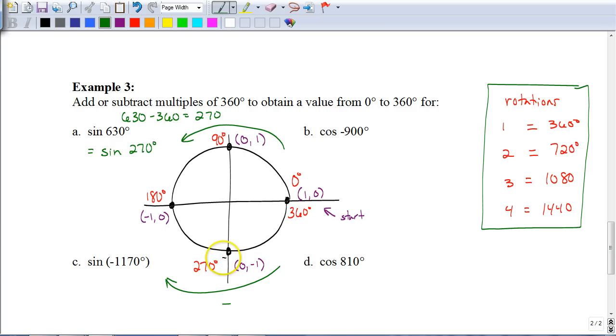So now if I look on here, 270 degrees is going to be at the point 0, negative 1. So the sine of 270 would be negative 1. So the sine of 630 degrees would be negative 1.